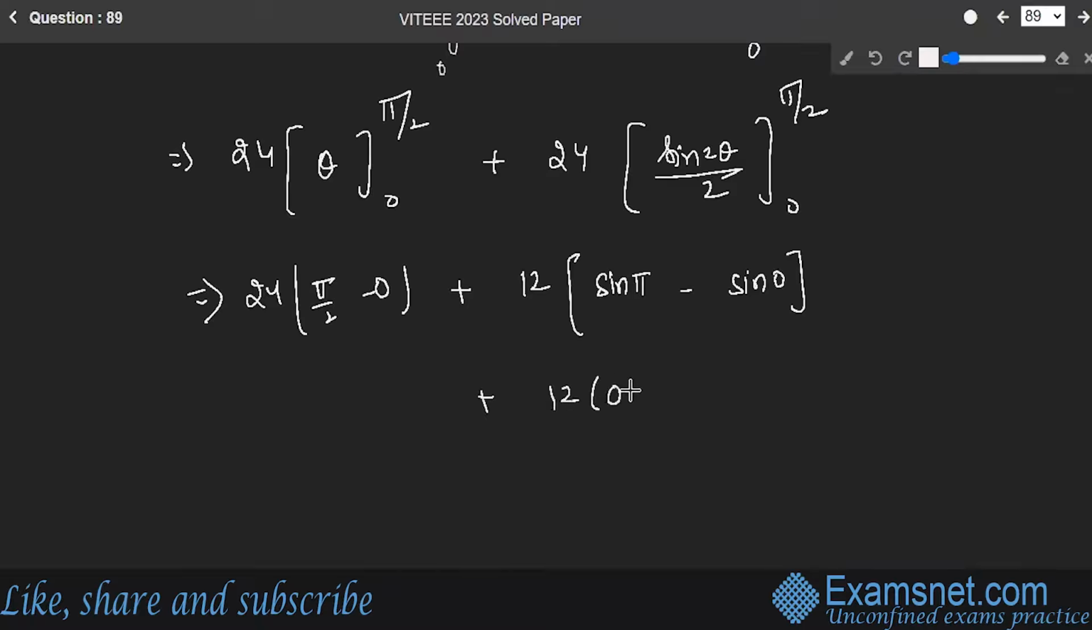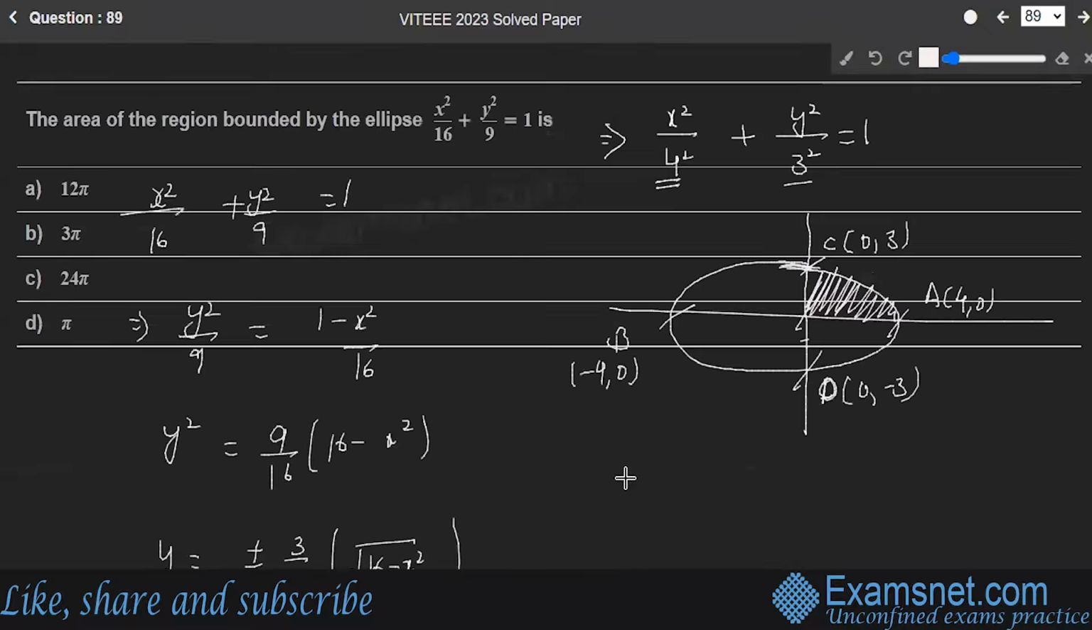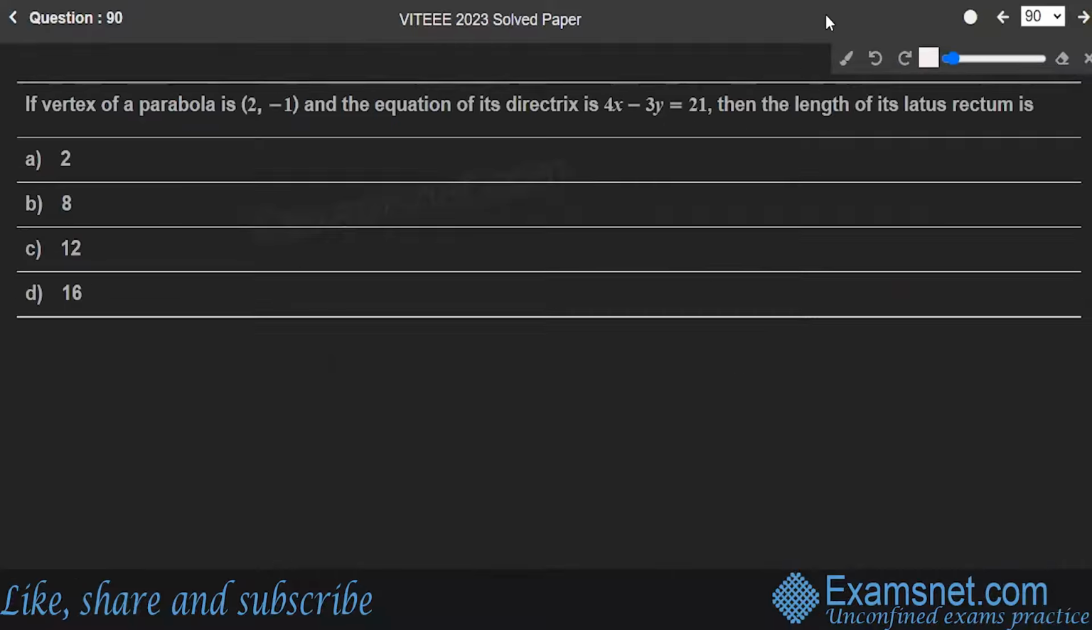So that is equal to 12 pi. So the answer to the question is equal to 12 pi square units, because the area is what we have to find out. So 12 pi is the correct answer. Option A is the correct option. Hope you understood this. Let's move to the next question.